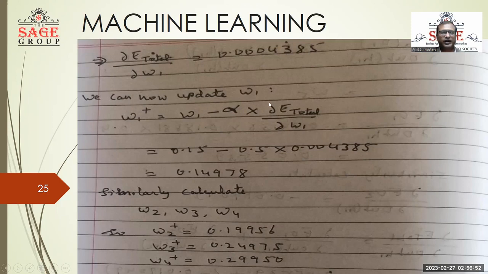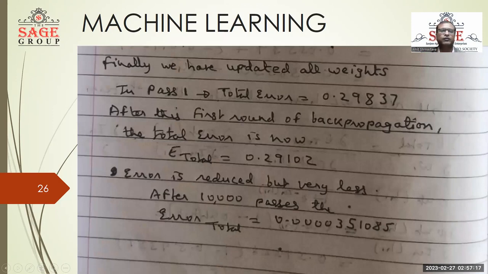So for updating the weight W1, we will use the same formula. W1 is equal to W1 minus alpha, that is my learning rate, into del E total upon del W1. Just putting in the values, we get the updated W1 as 0.14978. The previous value of W1 was 0.15, so it has updated a little bit. In a similar fashion, we can calculate W2, W3 and W4 also. The same process will be followed.